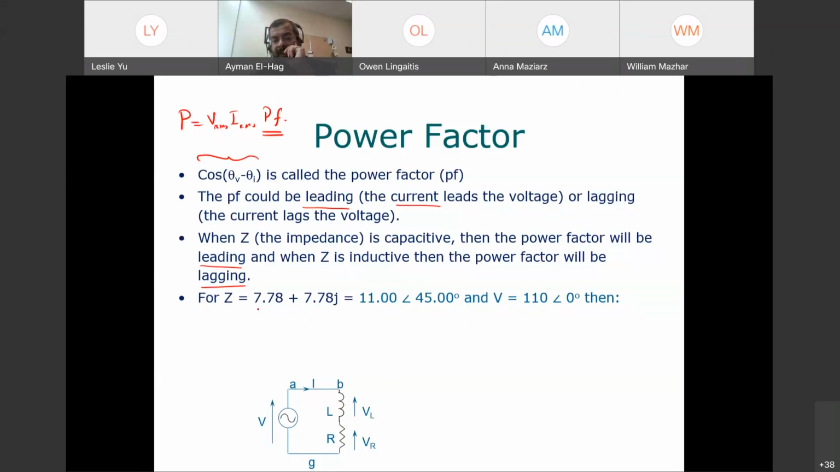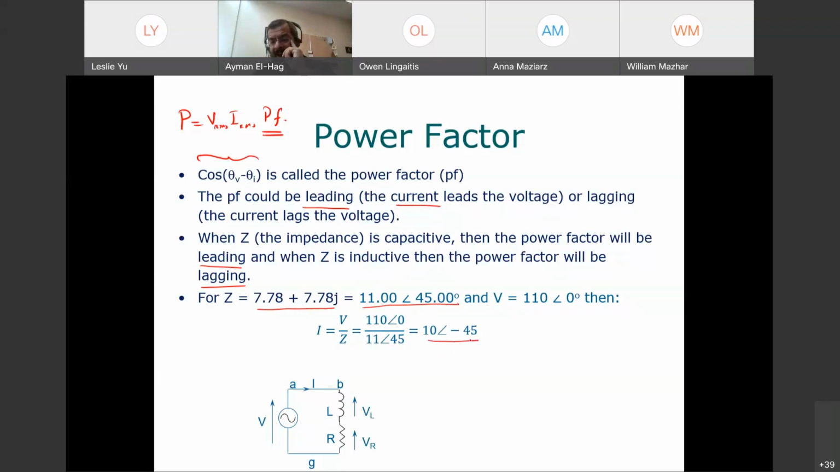Now Z, this is in rectangular. I can convert that into polar using the website that I showed you. So it has an angle of 45, and it has a magnitude. Now if I want to find the current, I is equal to V over Z, this is Ohm's law. So 110 angle of 0 divided by Z, which is 11 angle of 45.